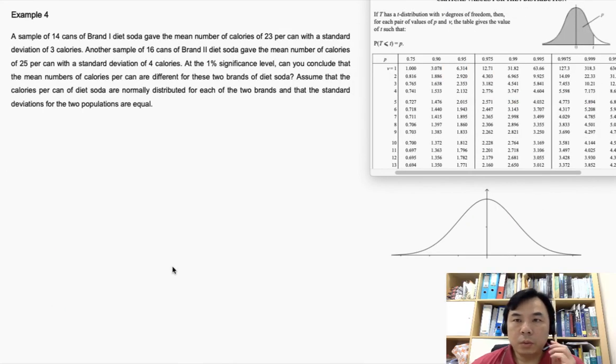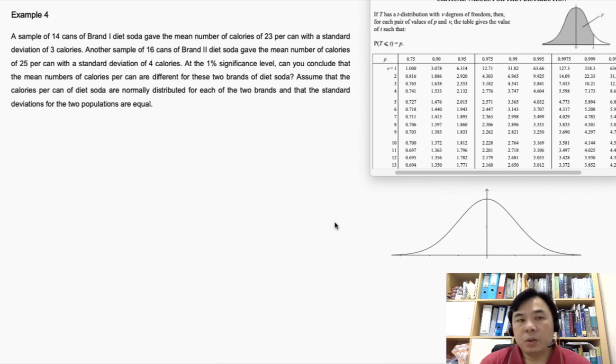All right, let's continue on with example number 4 now. A sample of 14 cans of brand 1 diet soda gave the mean number of calories of 23 per can with the standard deviation of 3 calories. Another sample of 16 cans of brand 2 diet soda gave the mean number of calories of 25 per can with a standard deviation of 4 calories. At the 1% significance level, can you conclude that the mean number of calories per can are different for these two brands of diet soda?